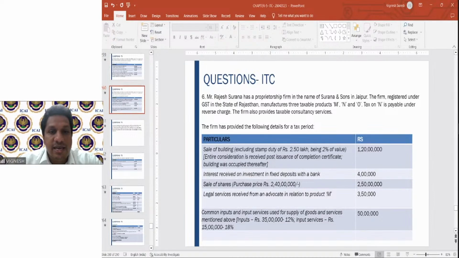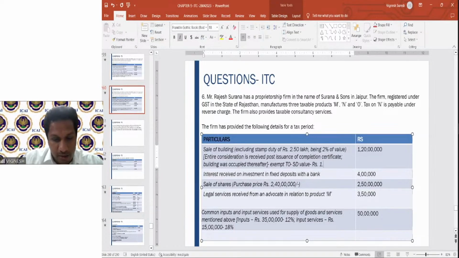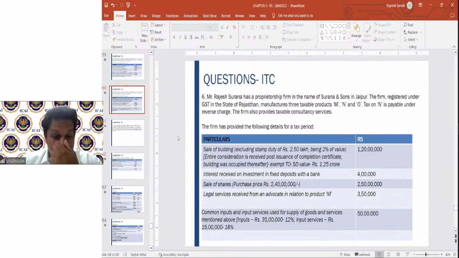Then when it comes to the sale of building, it's very clear. For the purpose of sale of building, the stamp duty value is to be taken. So if he says excluding stamp duty of 2.5 lakhs being 2% of the value, then 2,50,000 into 100 by 2. We have read clearly that in case of building, the stamp duty value has to be taken into consideration. So exempt turnover is stamp duty value, which comes to 1.25 crores. So 6 lakhs plus 1 crore 25 lakhs will come to 1 crore 31 lakhs.